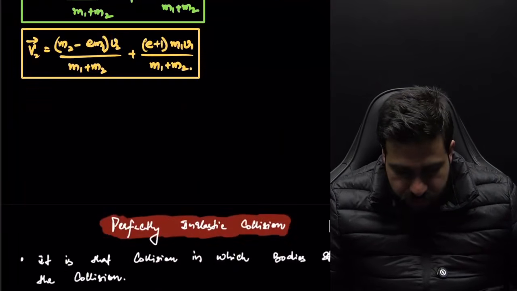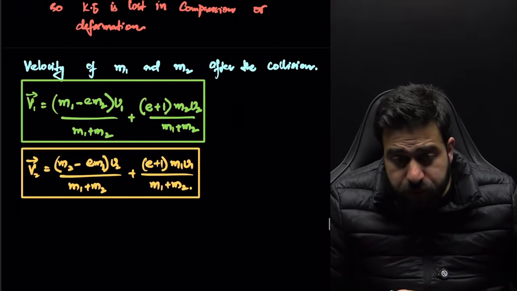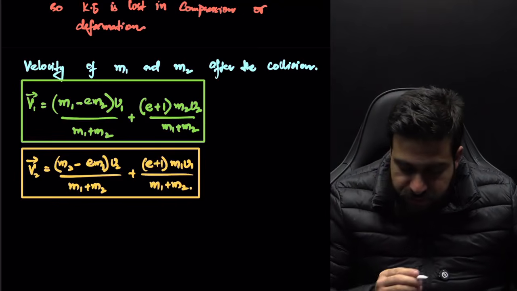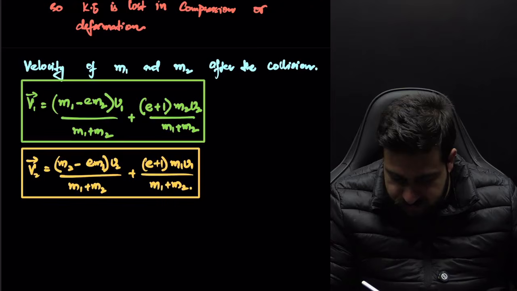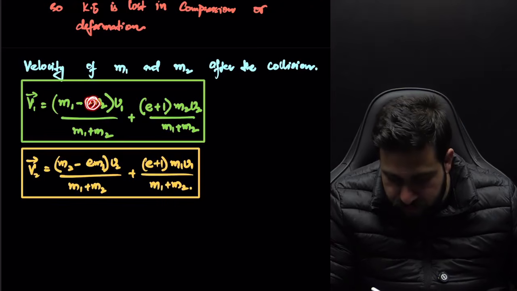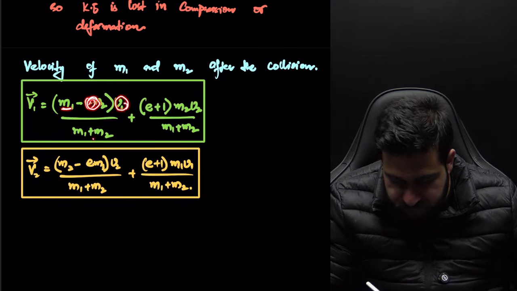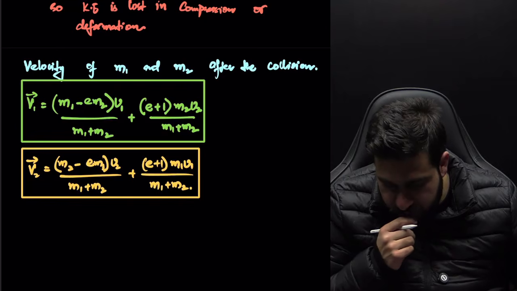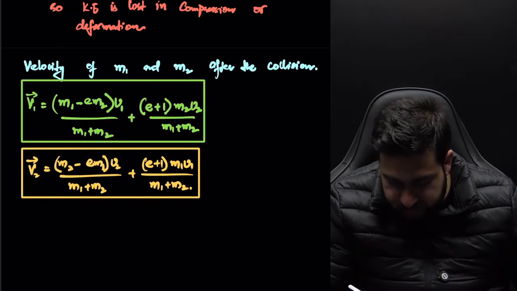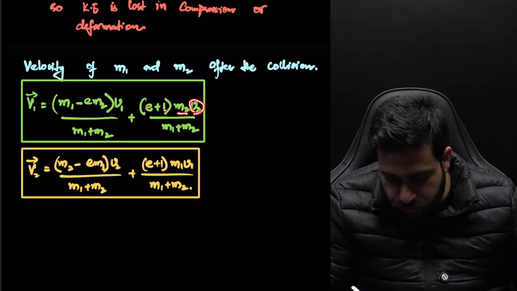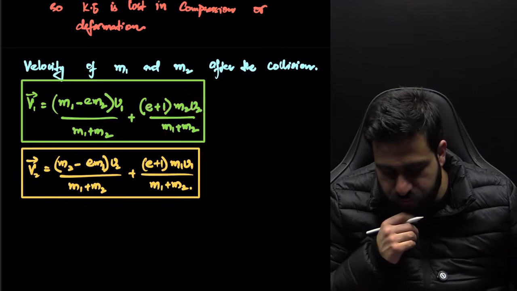And if you put the value of E equal to 0, in this particular case this term will be 0. So this will be M1 into U1 upon (M1 plus M2) over here, and this will be 0 plus 1 is 1, M2 U2 upon (M1 plus M2).